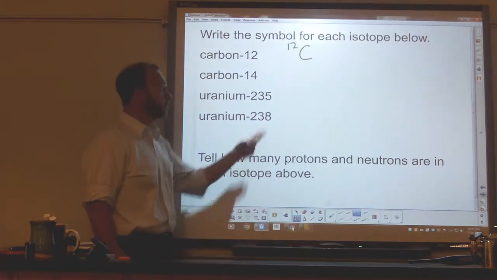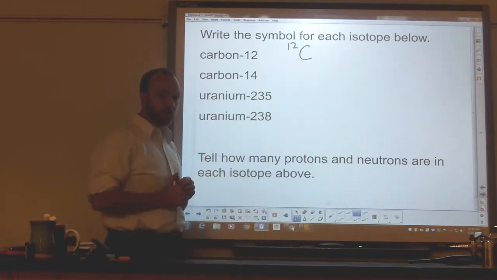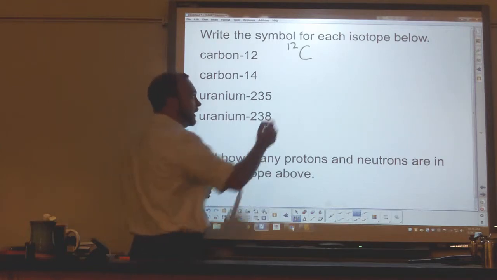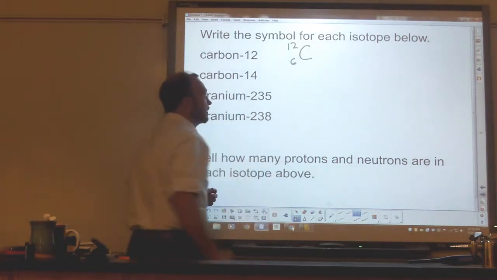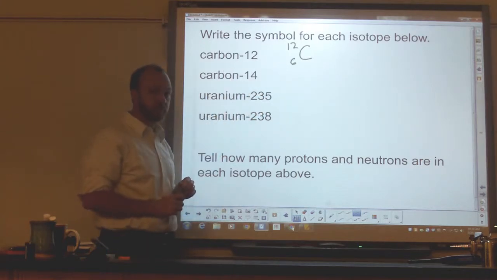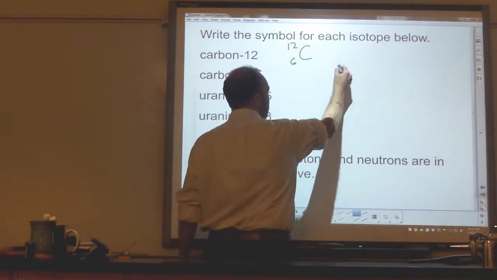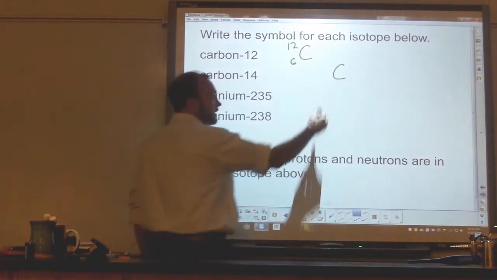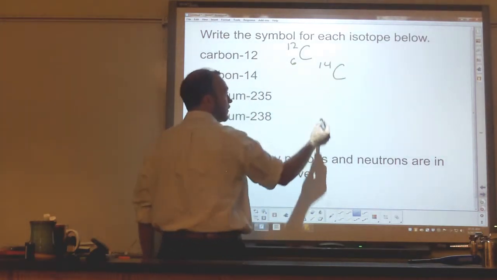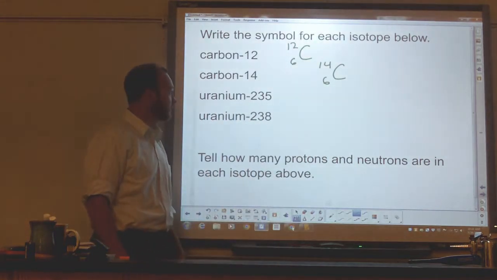But for convenience, we usually put the atomic number on the bottom left. Go back to your periodic table, look until you find carbon, and you will find that carbon has an atomic number of 6. So this is the symbol for carbon 12. The symbol for carbon 14 is almost the same. The only difference is it has a different mass. So the mass number is 14, the atomic number is still 6.